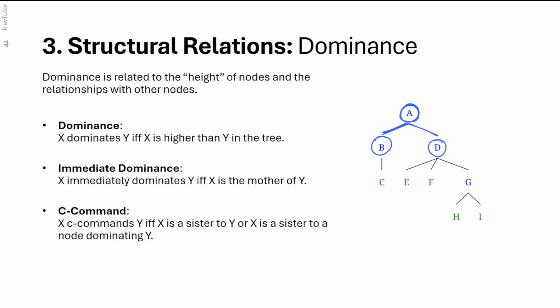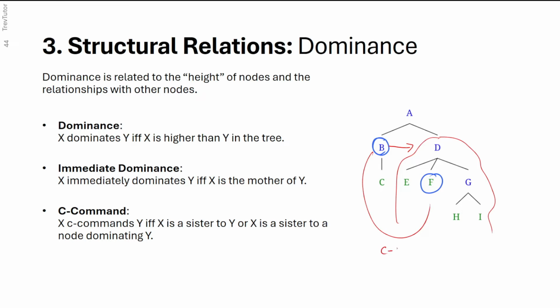Now, in terms of C command, this is another interesting relationship. This has a very technical term, but how you can think of it is if you want to ask if a node, let's say B, C commands another node like F. What you have to do is you have to check its sisters, so B's sisters, and everything below it. And if it's in that umbrella, then we can say there's a relationship of C command.